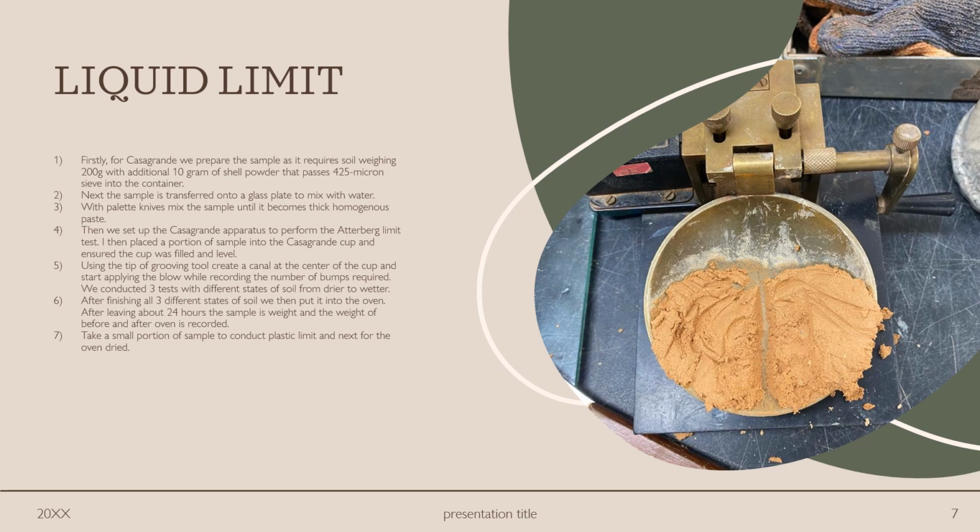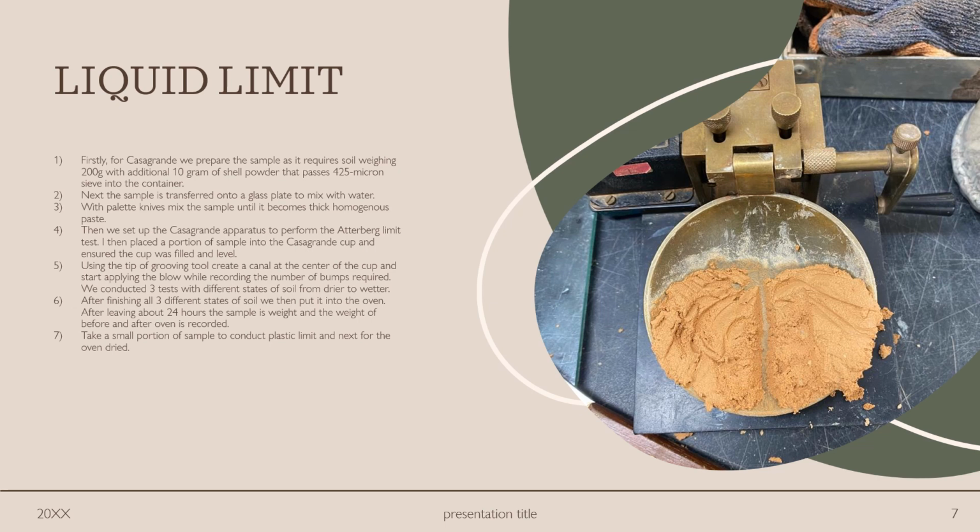Liquid limit. Proceeding to the next laboratory experiment, which is Casagrande, to find the liquid and plastic limit. Firstly, we prepared the sample, which requires 200 grams of soil with an additional 10 grams of shell powder that passes the 425 micron sieve, into the container. Next, the sample is transferred onto a glass plate to mix with water. With palette knives, we mix the sample until it becomes a thick homogeneous paste.